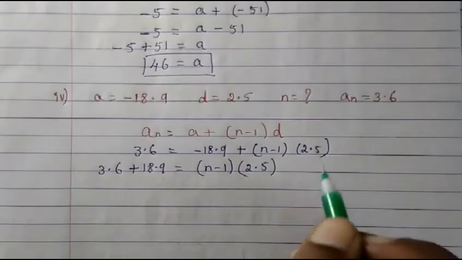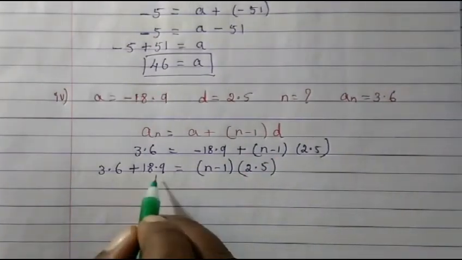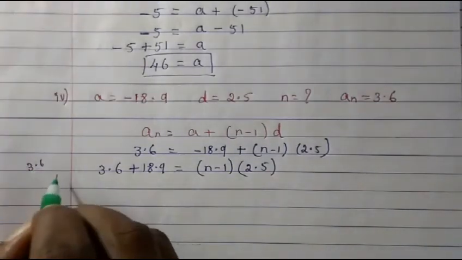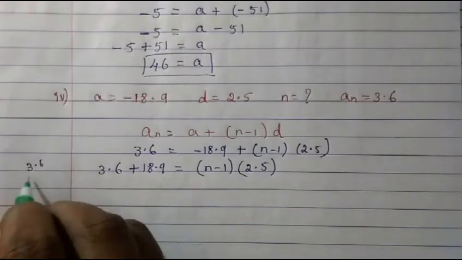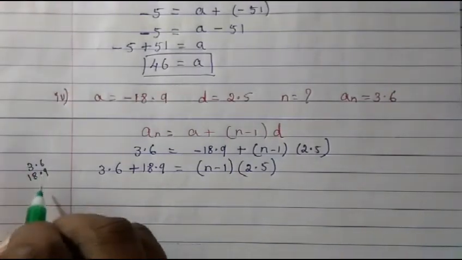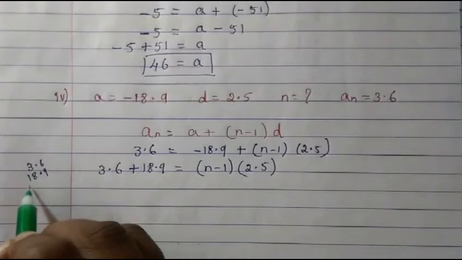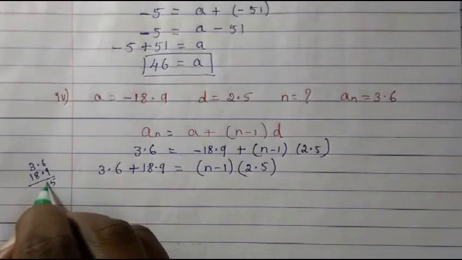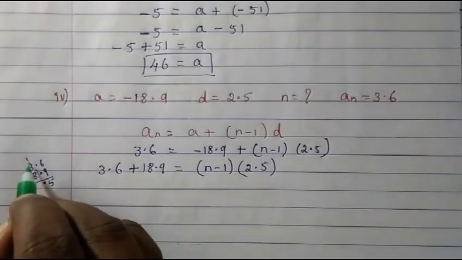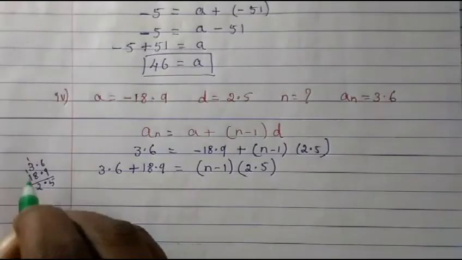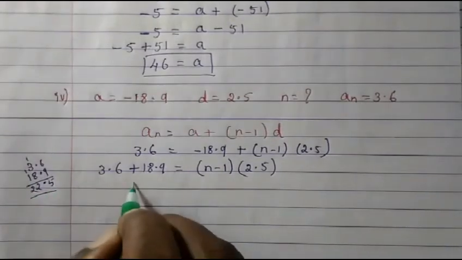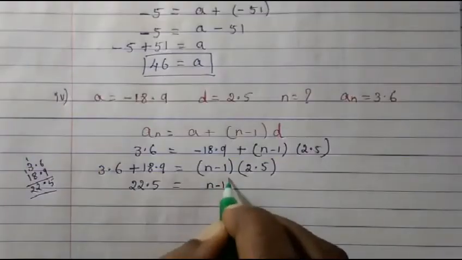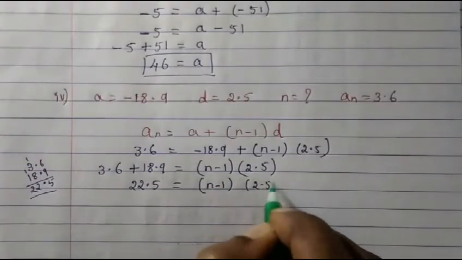So now next step, when you sum up this 3.6, then 18.9, so 18.9, you have to see when you are summing up, decimal should be the same way. So 9 plus 6 will be 15, 1 carried forth, 9, 10, 11, 12, 1 carried forth, 2. So getting 22.5 equal to this n minus 1 we keep as it is, and this is 2.5 we have here.